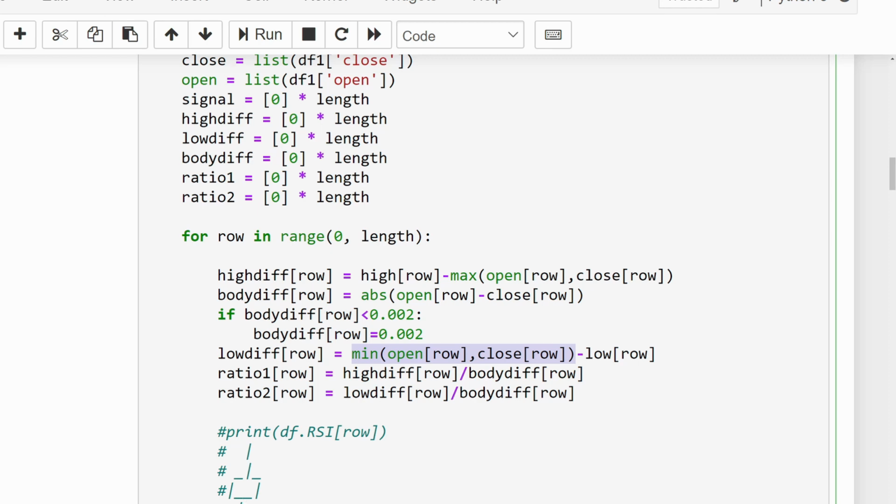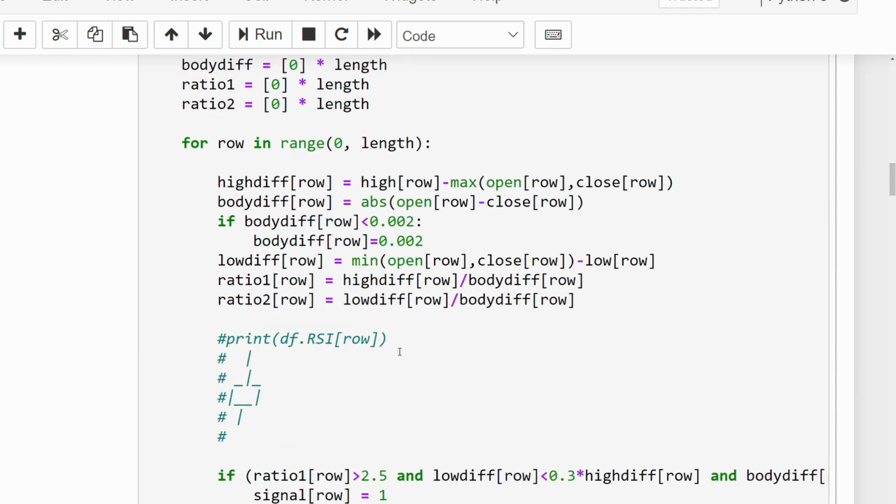Then we define our first ratio. Ratio 1 is the high difference, the long tail length, divided by the body difference, the length of the body. And ratio 2 is equal to the low difference divided by the body difference. Okay, at this stage, we can start looking for our sell signal, which is the shooting star in our case.